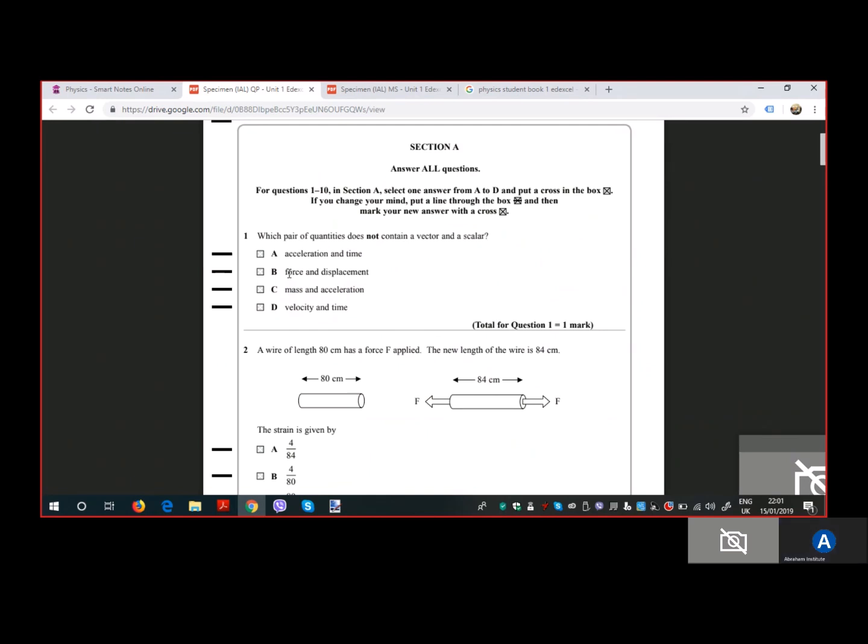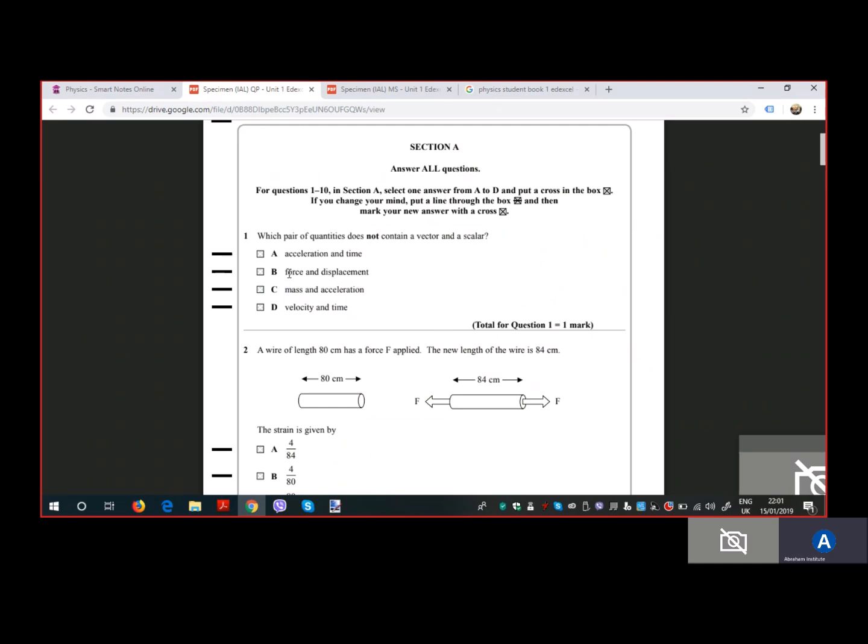Force is a scalar? No, force is a vector quantity, so you can't make mistakes like this. In the O-level class, didn't you learn about scalar quantities and vector quantities? Yeah, force is a vector, because it has a direction. You apply a force in a certain direction.